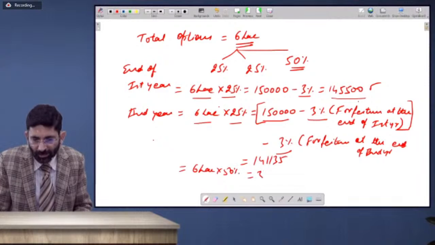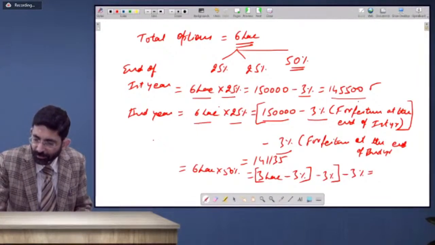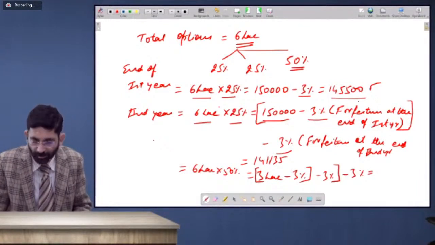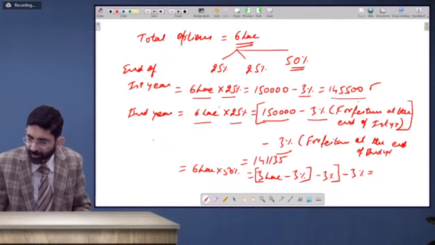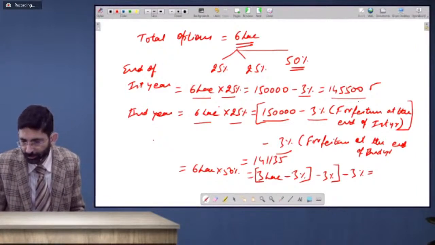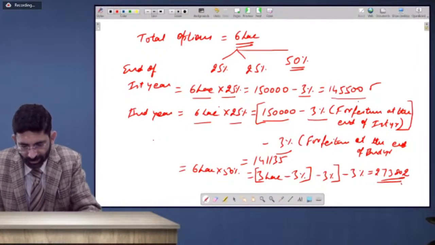It is 3 lakh minus 3%, minus 3%, minus 3%. You may get it. 3 lakh minus 3%, minus 3%, minus 3%. That gives 2,73,802. So what is good for you, you may check it out.